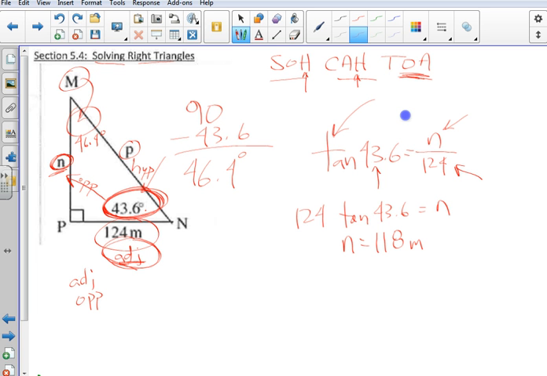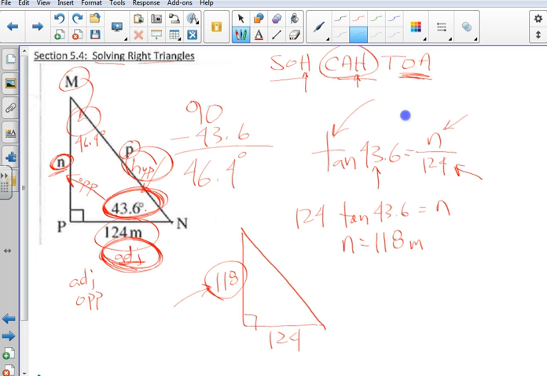I could use the 118 and the 124 to find the hypotenuse using the Pythagorean theorem. My only suggestion is that you might want to not do that, because if we made a mistake with this, we would perpetuate that mistake. So instead, and it's also good practice, let's say I want to use the adjacent to find the hypotenuse. If I have adjacent and hypotenuse, that's cosine. So I would write cosine of 43.6 degrees is equal to the adjacent, 124, over the hypotenuse, which is p.